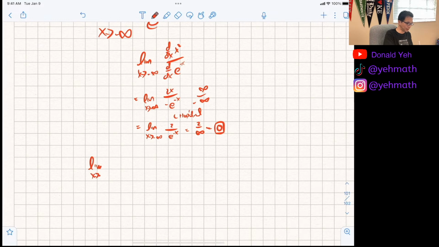Limit x approaching infinity of e to the negative x over square root x. Now this one's actually a special case. What do you think is the problem in this case? Yeah, e to the negative x. What's e to the negative infinity, guys?